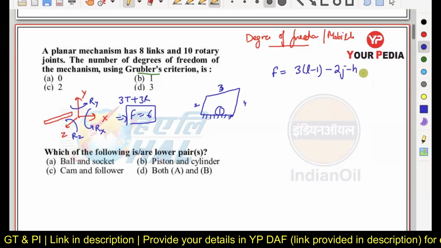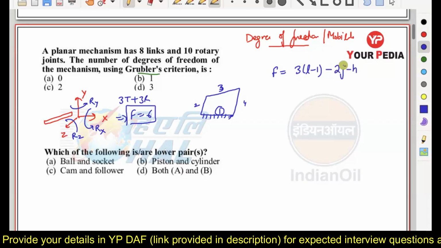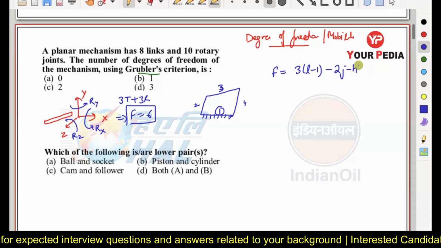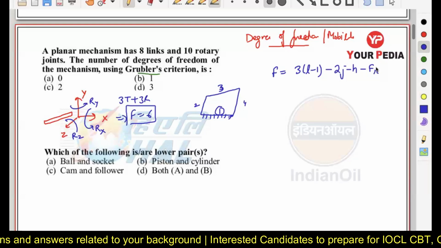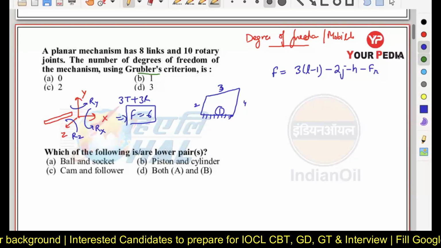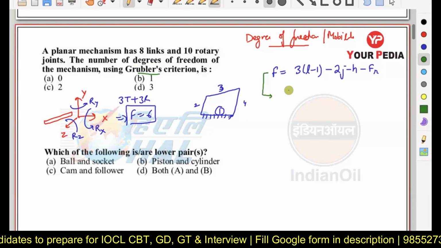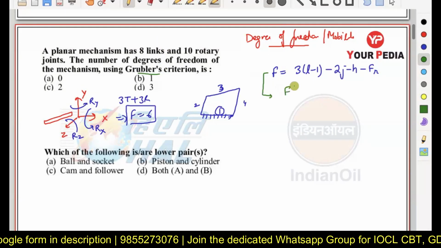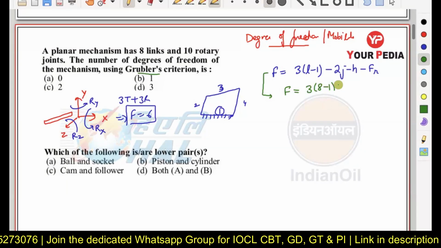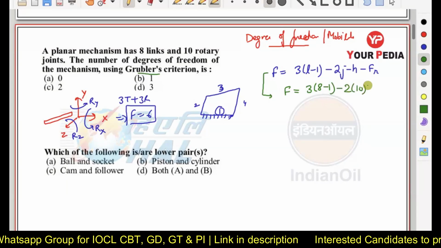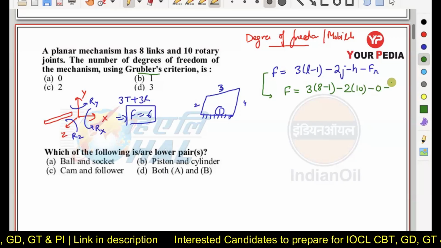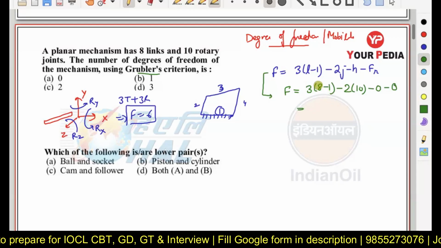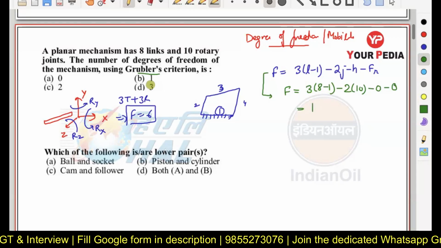That is the formula which we use, where L represents the number of links, J represents the number of binary joints, H represents the number of higher pairs, and sometimes redundant motion is also present inside the mechanism, which we don't have to consider. Now in this question, the number of links is 8, the number of joints is 10, the number of higher pairs is 0, and there is no information regarding redundant motion, so we consider it as 0.